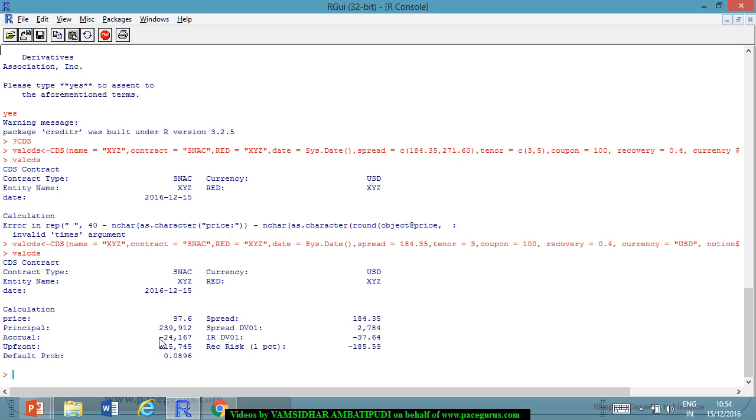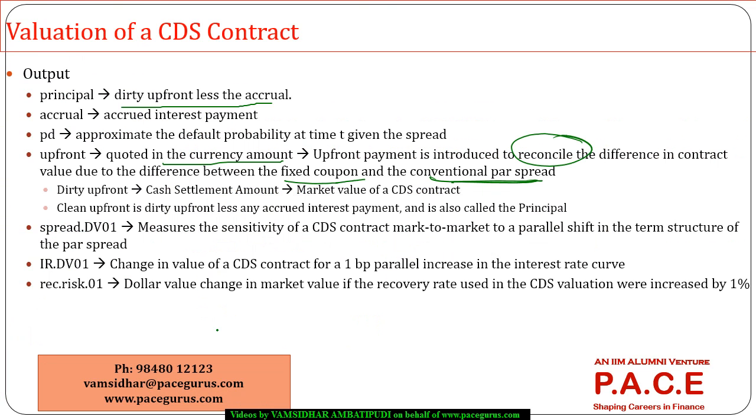The accrual is coming out to 24,167. It is basically the difference between the last coupon paid till the current date, which is working out to 24,167. This minus this is what is coming out to be the principal. So the dirty upfront value minus the accrual is the principal. Accrual is giving me the accrued interest amount.